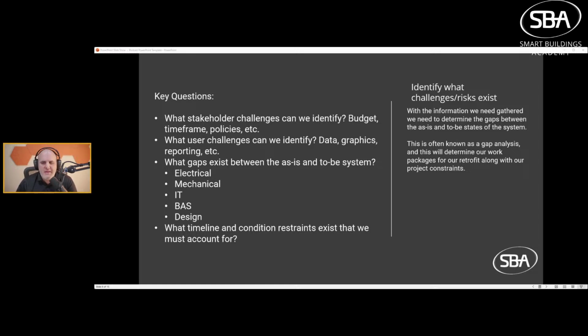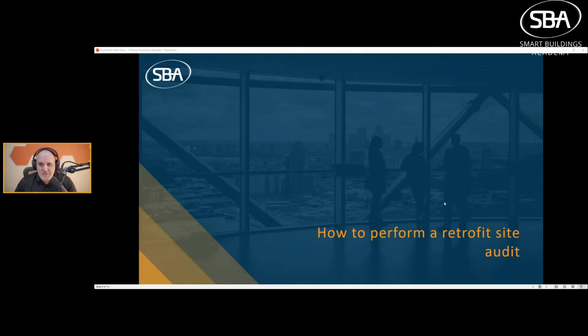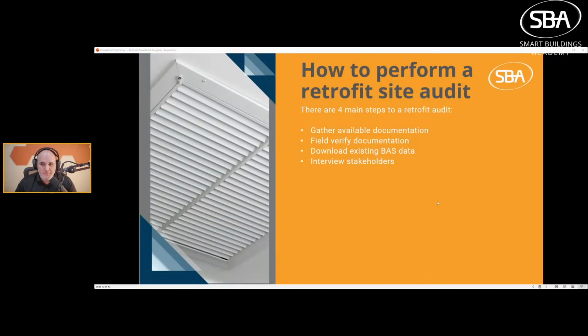And then what timeline and conditional restraints exist that we must account for? I've hammered that, so I'm not going to really dive into that too much. So now we get to the nitty gritty. How do we perform a retrofit site audit? It's actually not terribly difficult. So there's basically 4 steps.